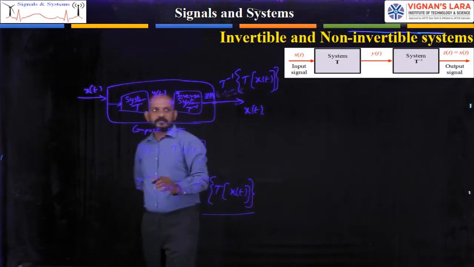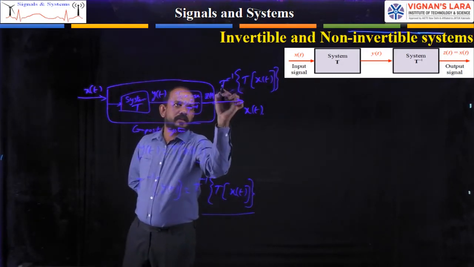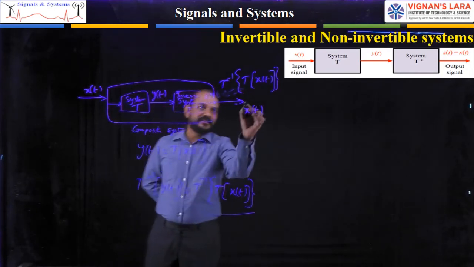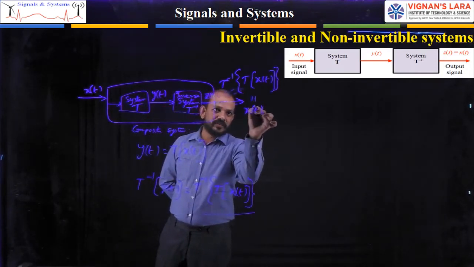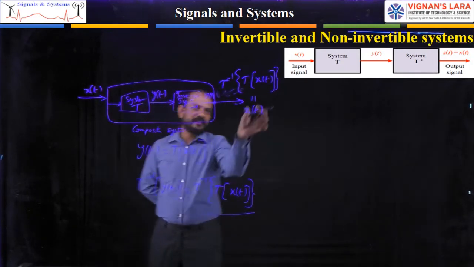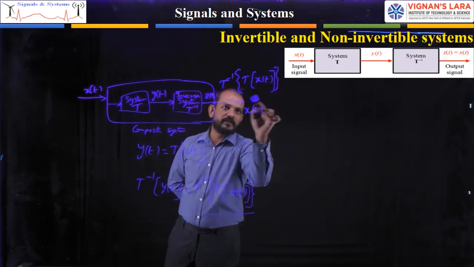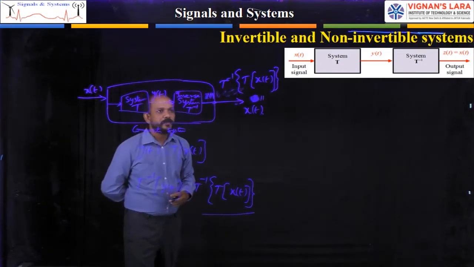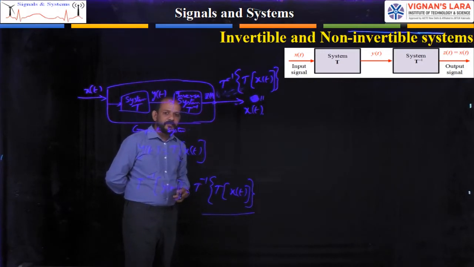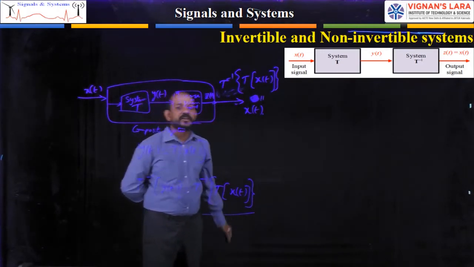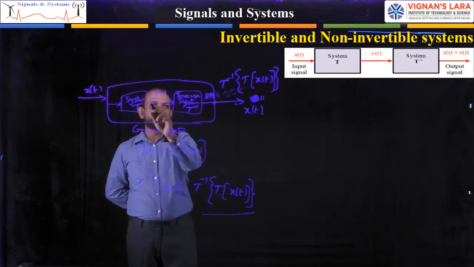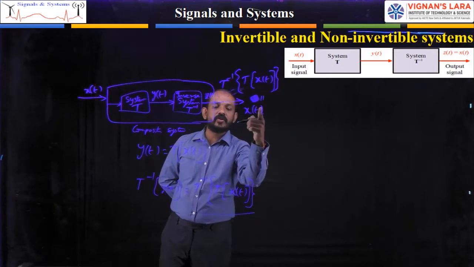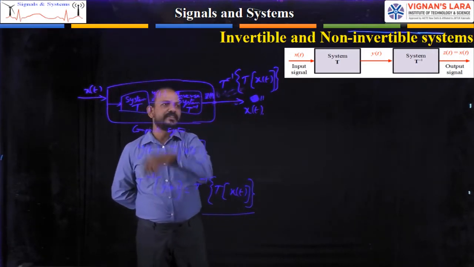Now see, this inverse transformation of the transformation of x of t is equal to x of t. These two are equal. Then I can say the system is an invertible system, because on performing the operations I get the input of the system at the output. So we can say this is an invertible system.